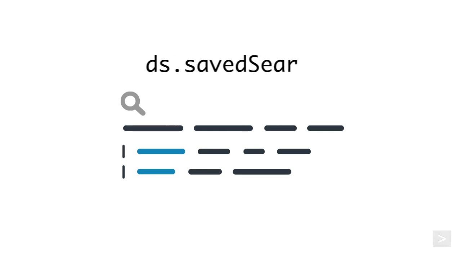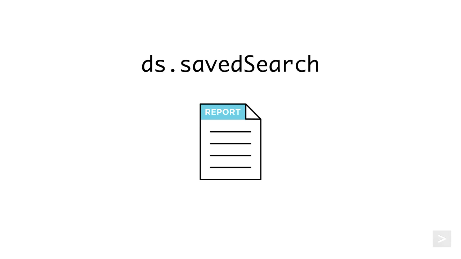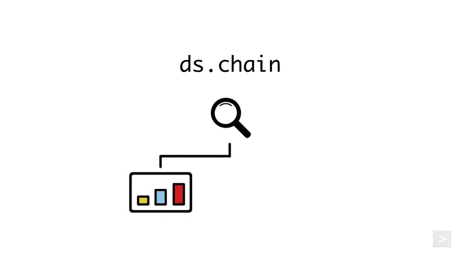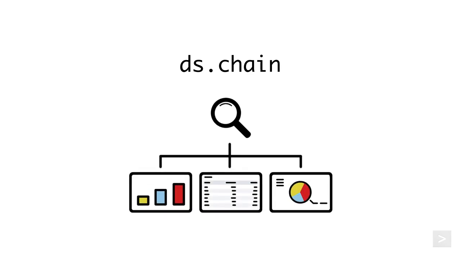The ds.savedSearch source type is for saved searches. Saved searches can be scheduled and accelerated, reducing stress on your environment created by concurrently running searches. The ds.chain source type lets you link multiple visualizations to a single base search.